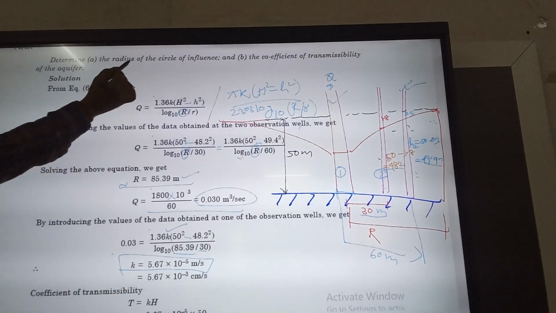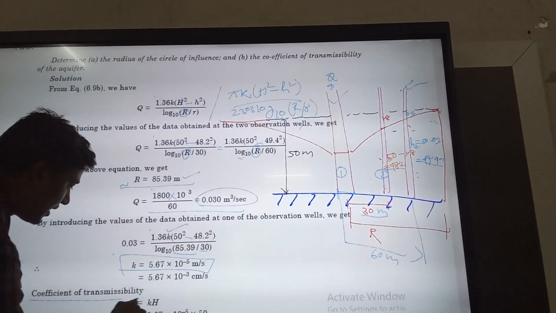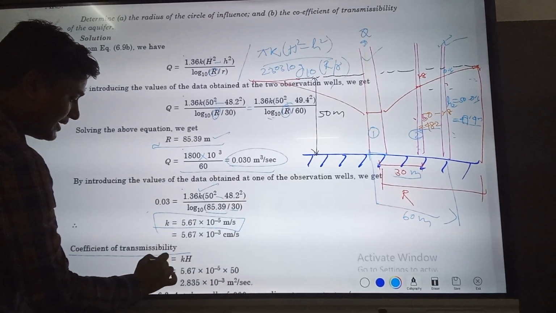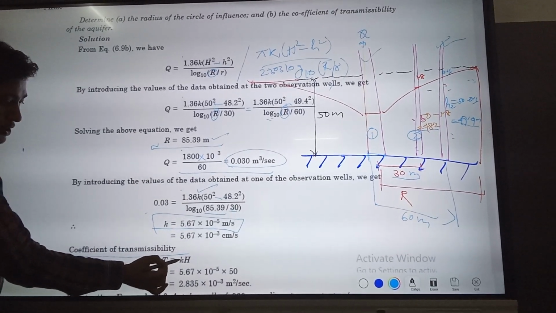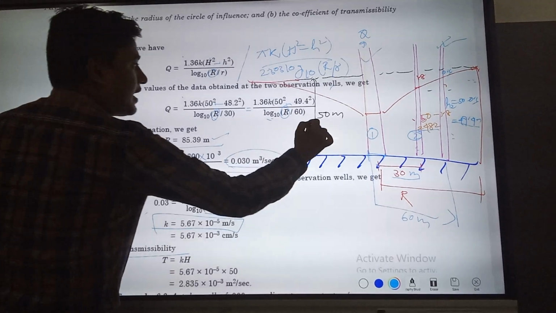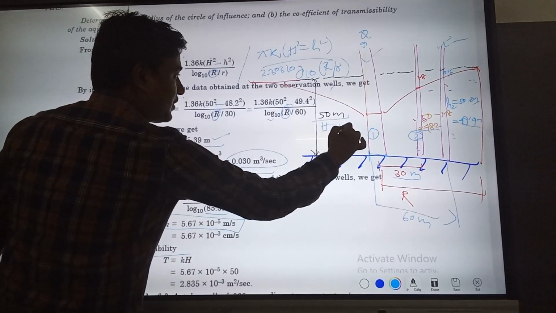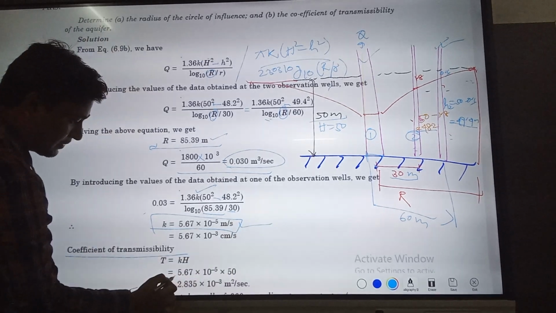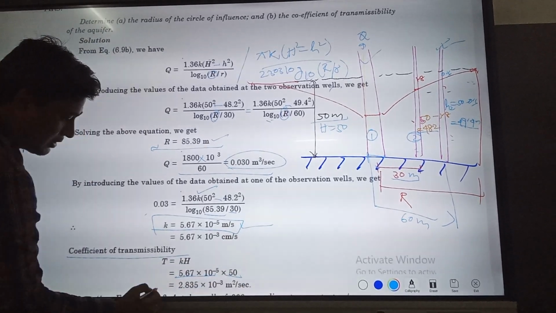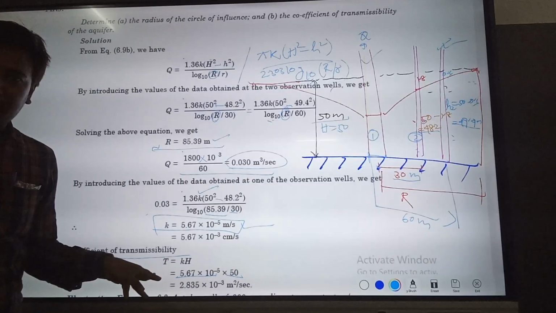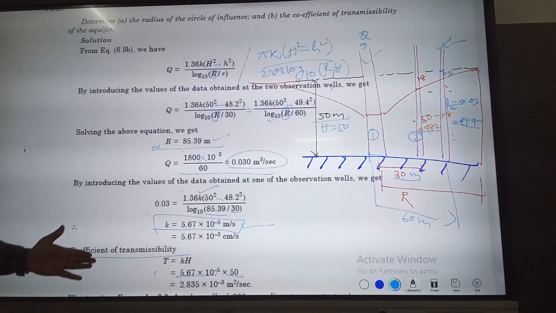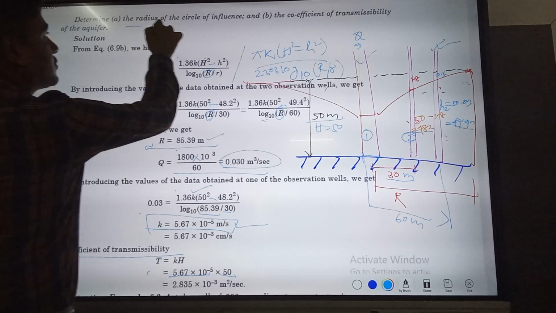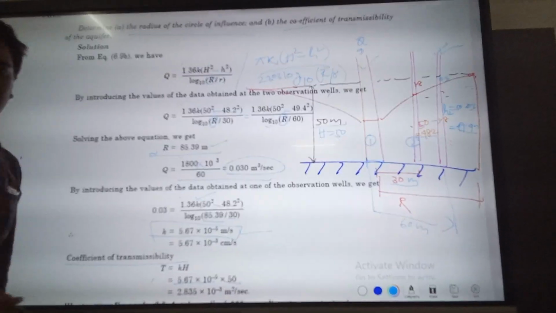My target is to find out the coefficient of transmissibility. We know the formula for the coefficient of transmissibility, T is equal to K into H. We know the value of K and H equals 50 meters. Now putting the value of K times 50, we find the coefficient of transmissibility. So from that we can calculate from the solution the radius of influence and the coefficient of transmissibility.